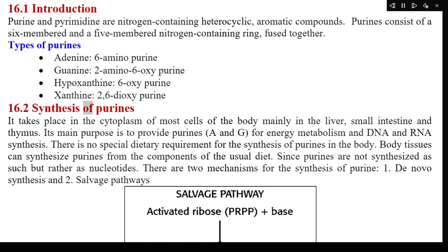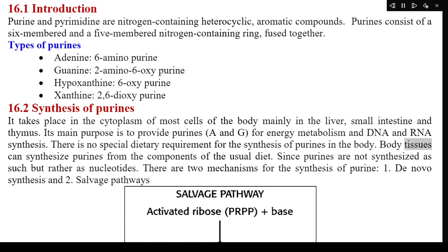16.2 Synthesis of purines. It takes place in the cytoplasm of most cells of the body, mainly in the liver, small intestine, and thymus. Its main purpose is to provide purines, A and G, for energy metabolism and DNA and RNA synthesis. There is no special dietary requirement for the synthesis of purines in the body.